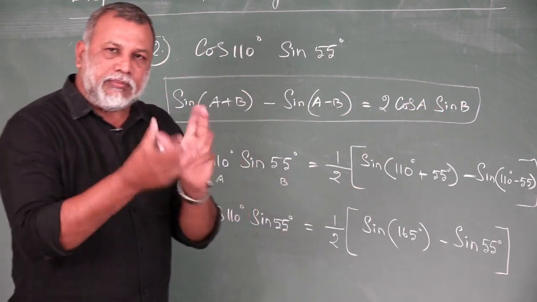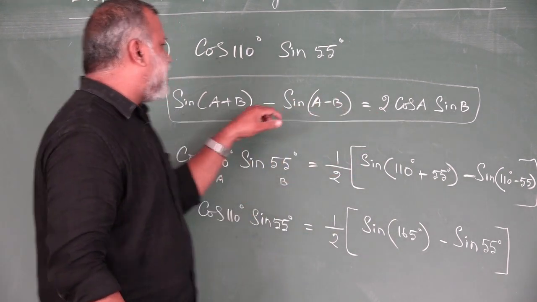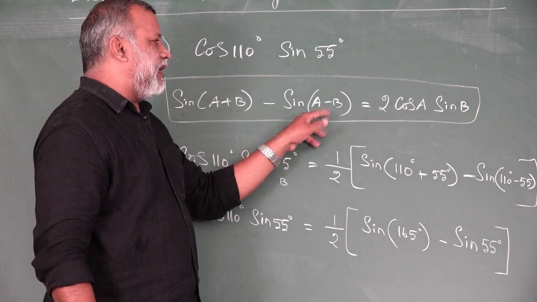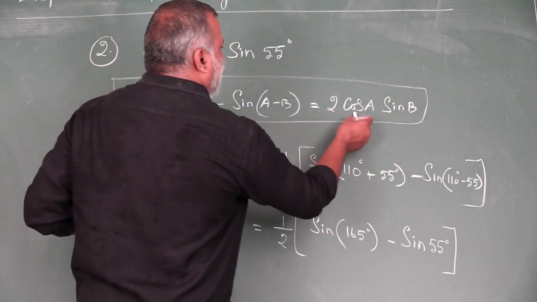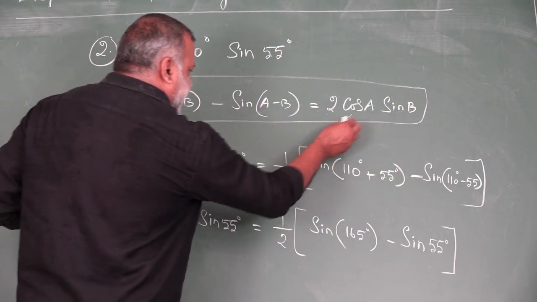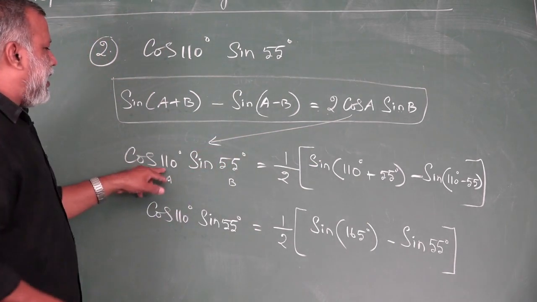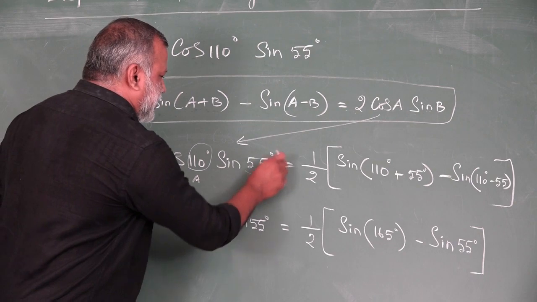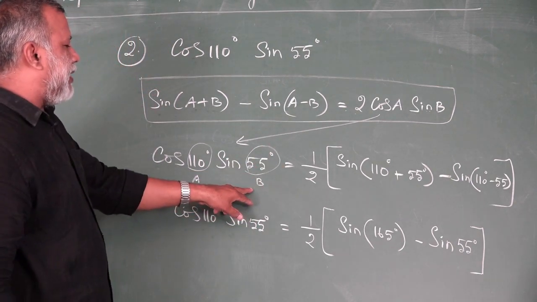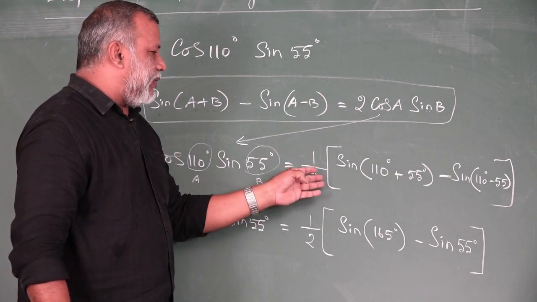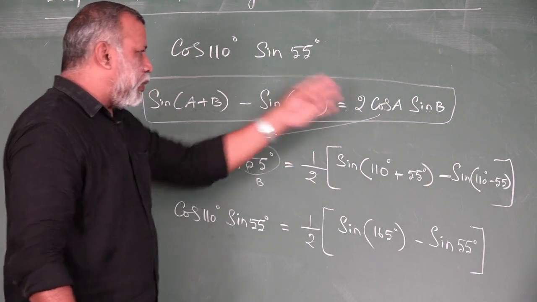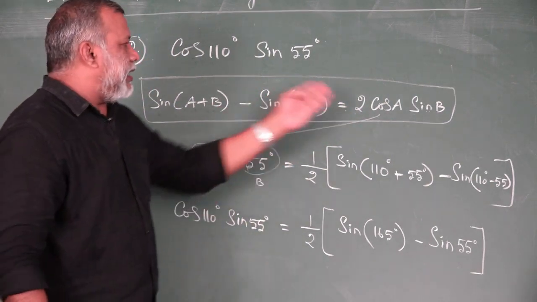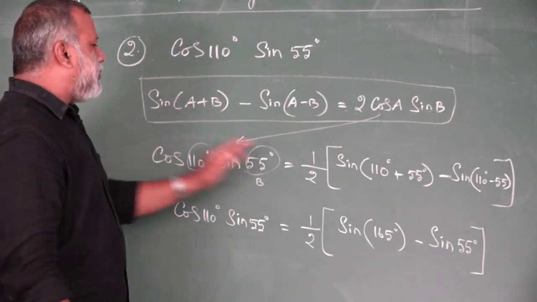Cos and sine mixer. Therefore, you can relate this one. Sine of A plus B minus sine of A minus B is equal to 2 cos A sin B. So select this one. Cos A is replaced by 110, and sin B is replaced by 55. Therefore, it is equal to half. Suppose 2 is given here, then take the formula directly. Here 2 is not given, then it will become half.